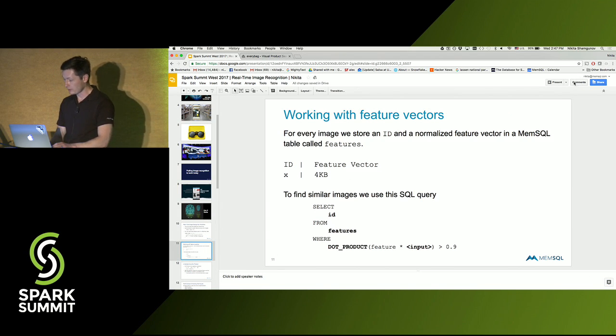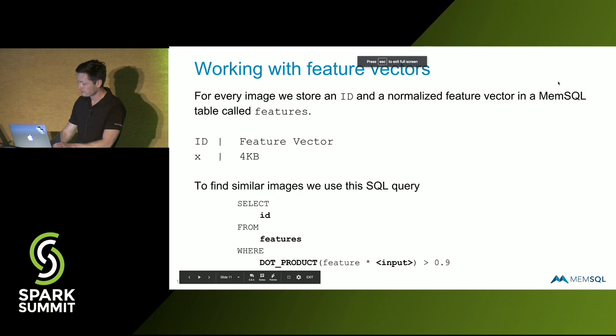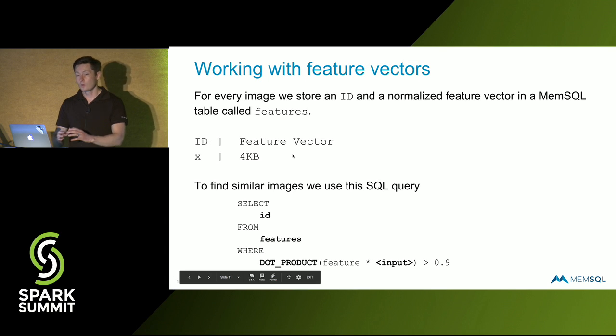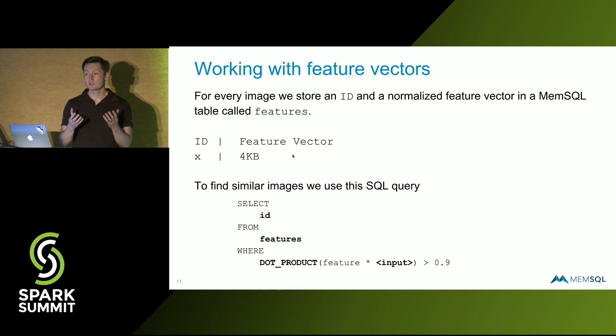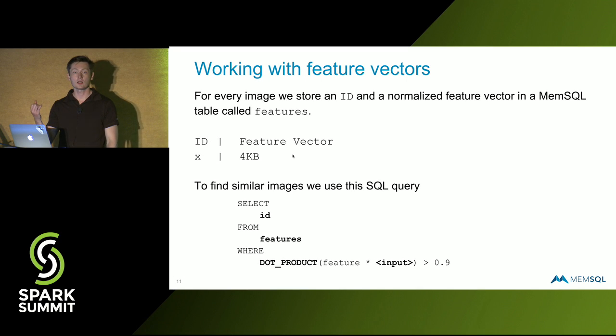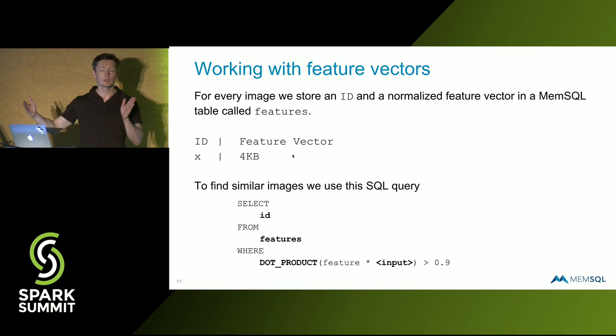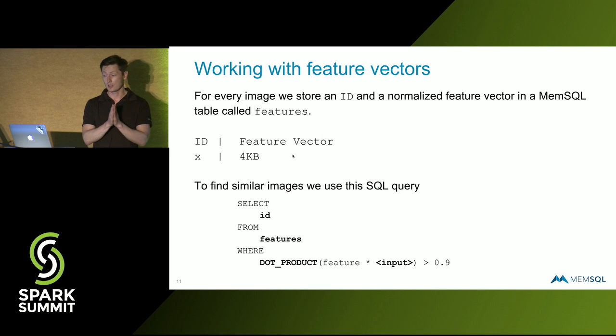So as we work with feature vectors in that table, we need to find which image is the closest. The first thing we're going to do is normalize each feature vector so that the scalar length of that feature vector is 1. It's very straightforward. You just divide every element of that feature vector by the length of the vector. And now your vector has length 1.